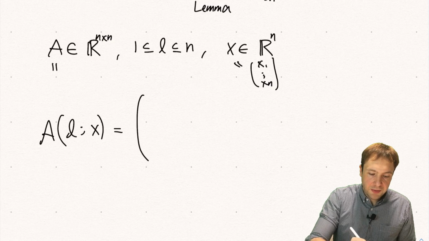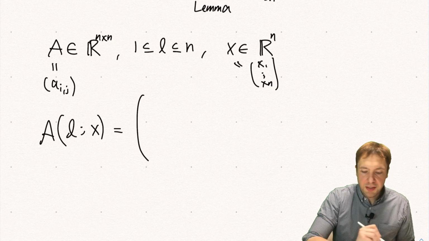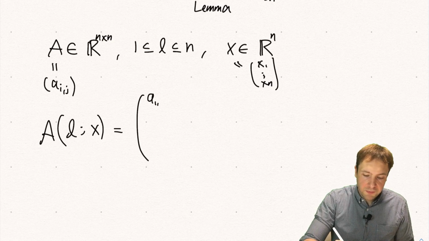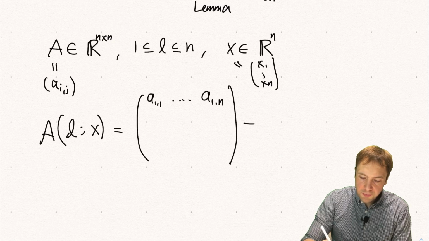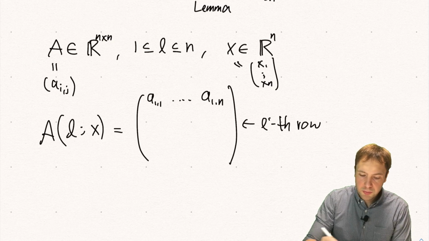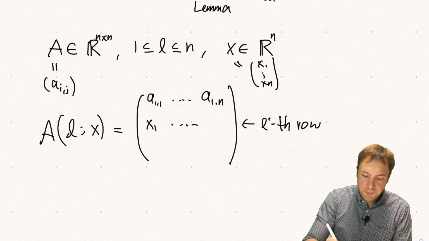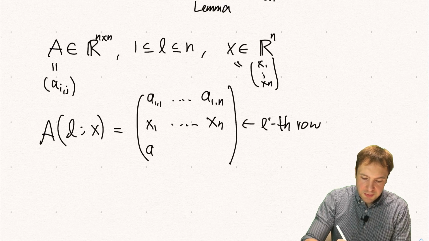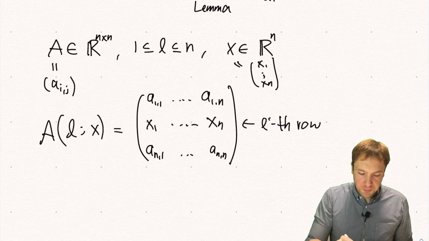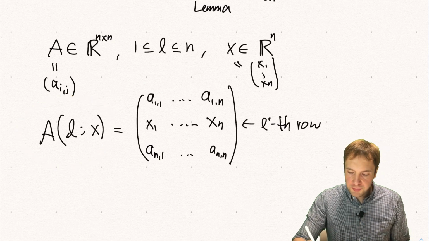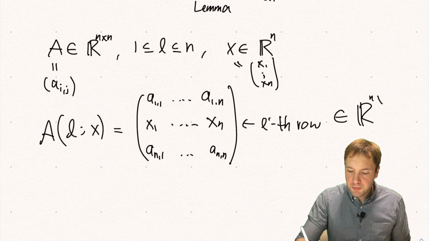So if A is again a matrix with entries a_ij, then here I have a_11 in the first row up to a_1n. And then in the lth row, I plug in x_1 up to x_n, and here I have a_n1 up to a_nn. And this is what we mean by this entry here. So this is again an n by n matrix.